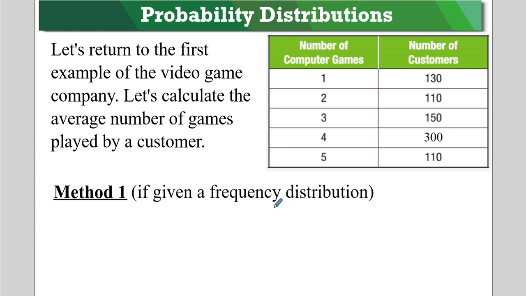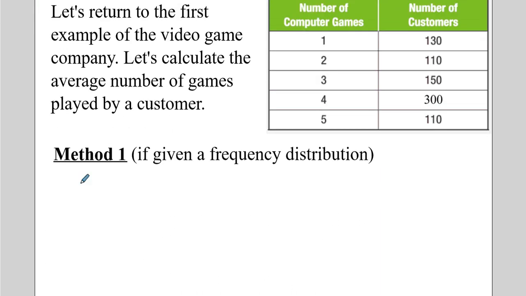So let's return to the first example we did with the video game, and let's calculate the average number of games played by a customer. Here's how we're going to think about this. There were 130 of the customers that said that they would play one of the games. So there's 130 customers that play one of the games. So one game is played by 130 of the customers. There's the first one.